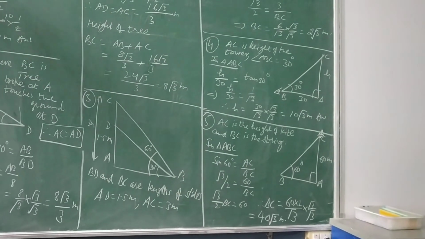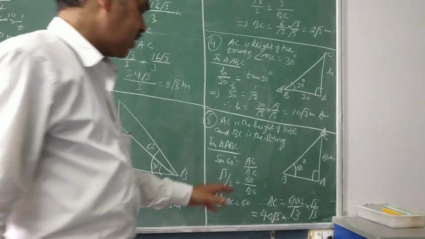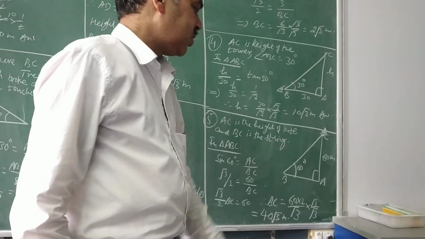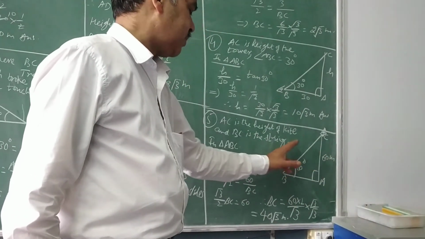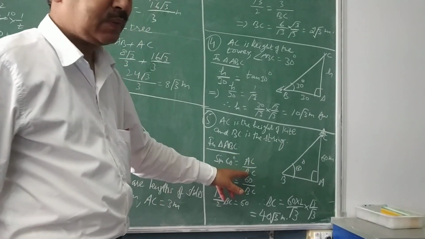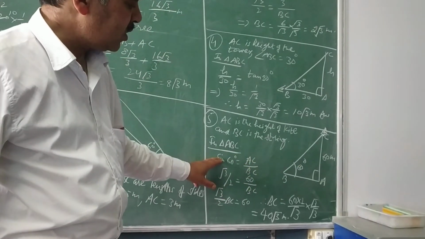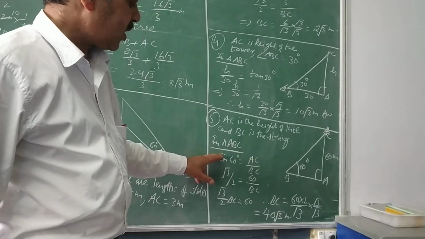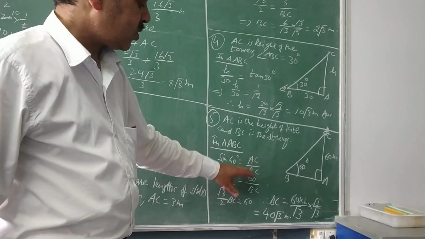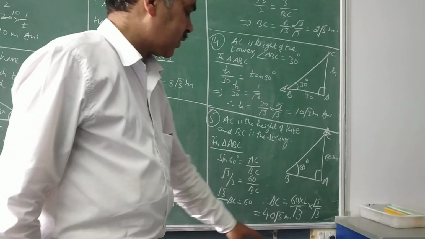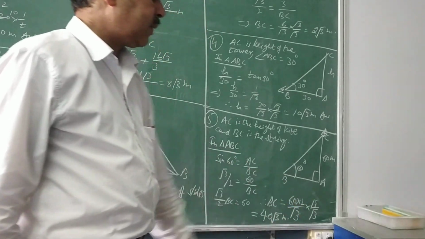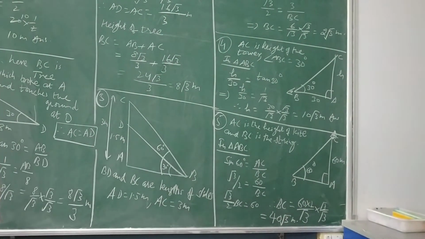Again we are back to that first question somewhere. So again, this is given, this is to determine, this is the perpendicular, this is the hypotenuse, and perpendicular upon hypotenuse is equal to what? Sine angle is 60 degree, sine 60 is root 3 upon 2, so 60 upon BC, then go for the calculation, BC you will be getting is equal to 40 under root 3 meter.